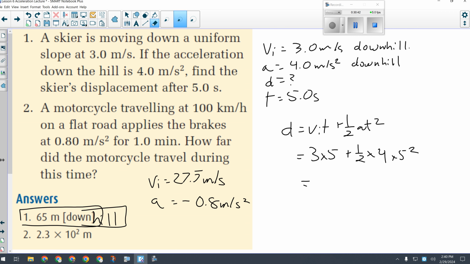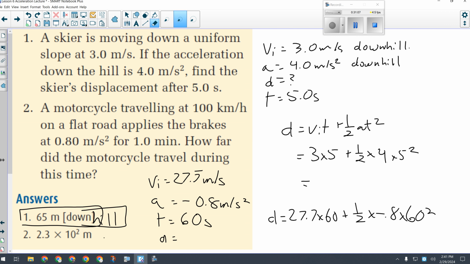Okay. All right, and then we have a time of 60 seconds, another thing we have to convert so that our units match, okay? And we're looking for D. So we're just plugging in our numbers again here. We're gonna have 27.7 times 60 seconds plus 1/2 times negative 0.8 times 60 squared. All right, when we do that, we should get 2.3 times 10 to the 2 meters. Okay, and I don't need a direction on that one. Why?